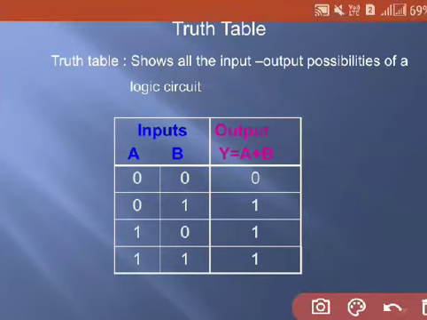For the 0 0 combination, you will be getting the output of OR gate as 0. For 0 1, 1 0 and 1 1 combinations, you will be getting the output of OR gate as 1s. So this truth table shows all the input output possibilities of the logic circuit. So this is the truth table of two input OR gate, I can say.